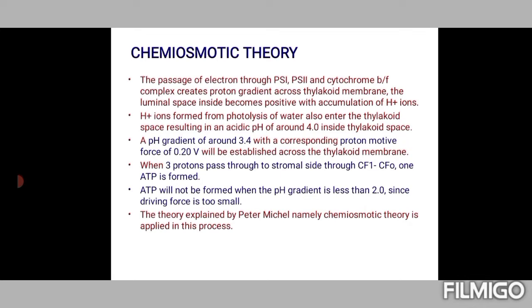You can go through it. Chemiosmotic theory is also explained here. One of the things we have to note is that a pH gradient of 3.4 is essential. If the gradient goes below 2.0, which means the H plus accumulation is less than required, to create a gradient of less than 2.0 only, then ATP synthesis will not occur. So this is chemiosmotic theory. You can go through it also.